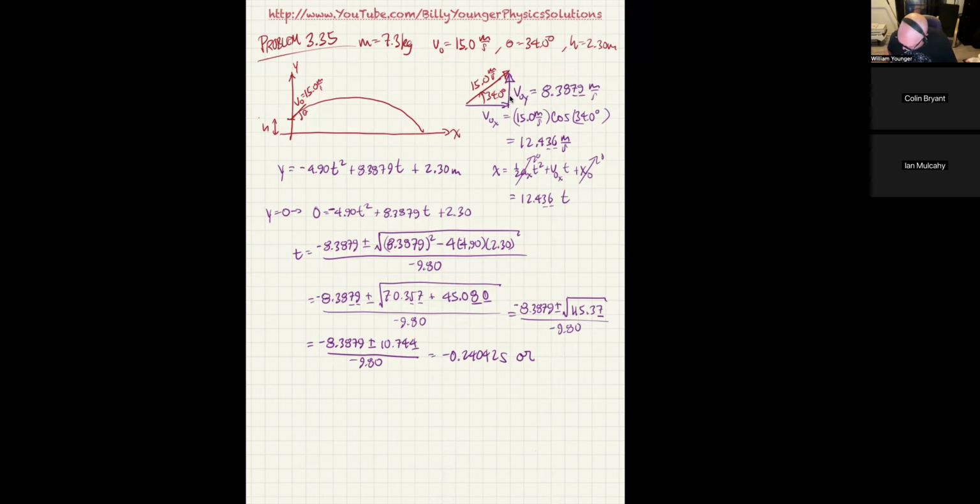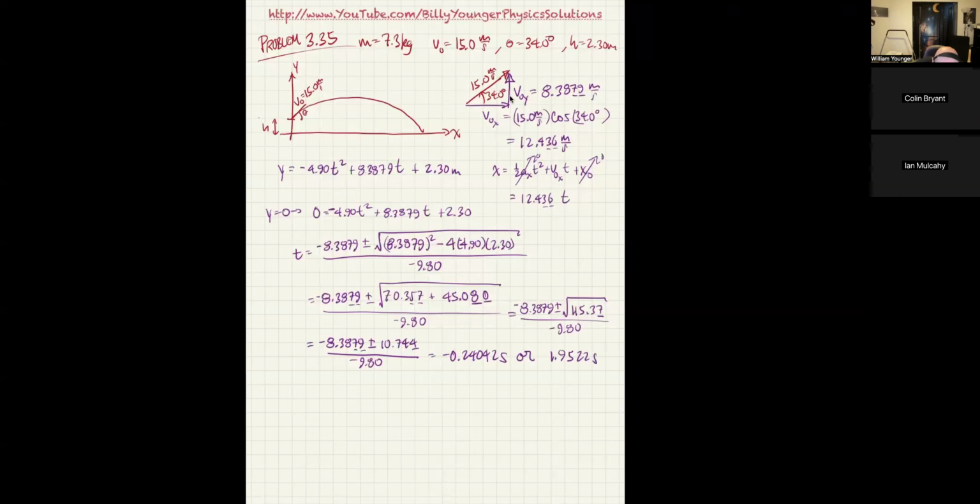So in the other case, negative 8.3879 minus 10.744 gives me a negative 19.139. Now I'm going to divide that by negative 9.8, and that's going to give me 1.9522 seconds. That sounds a lot more reasonable.